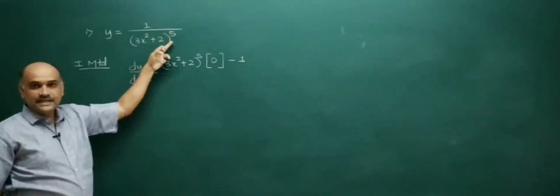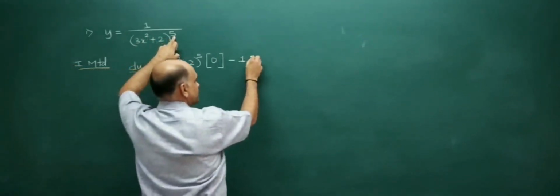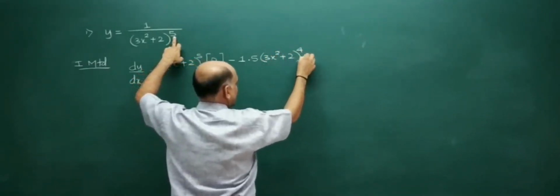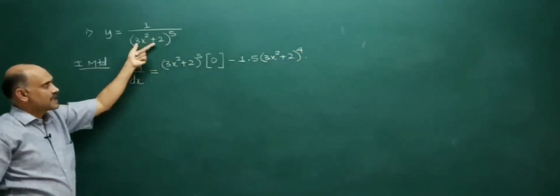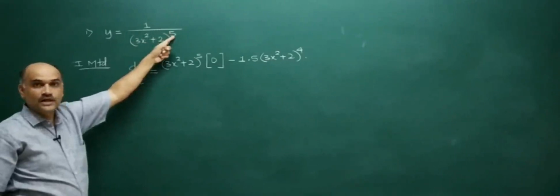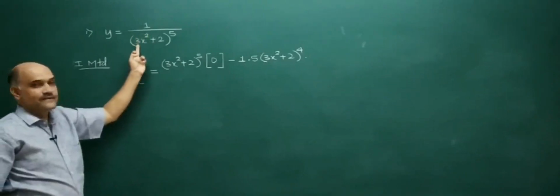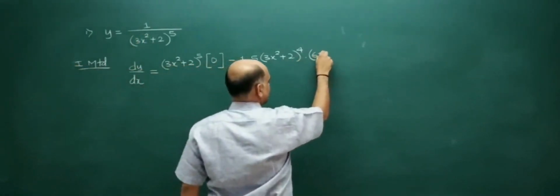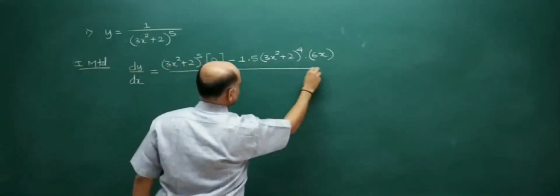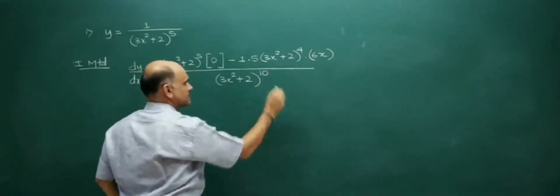While differentiating the denominator, first you differentiate the power, that is 5. So into 5, 3x square plus 2 bracket raised to 4, into, by chain rule, differentiation of this bracket. If I differentiate this bracket, it will be 6x, whole divided by denominator square, so 3x square plus 2 bracket raised to 10.